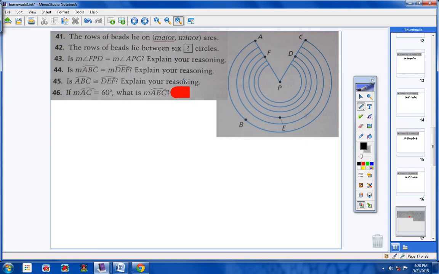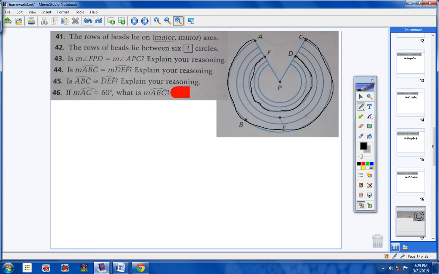Moving on to number 44. Is this arc ABC, from here to here, the same arc as DEF? I think they made a mistake there. I think this point here should be right here. But that's okay. But anyways, no, they are not. Now please let me show you why. If you will listen carefully, I will help you understand this.